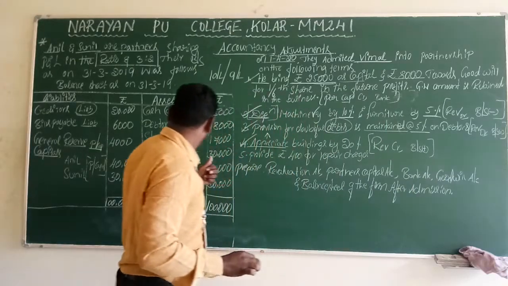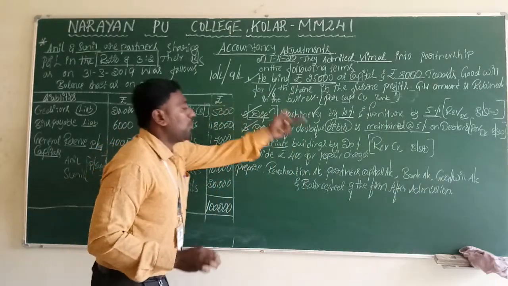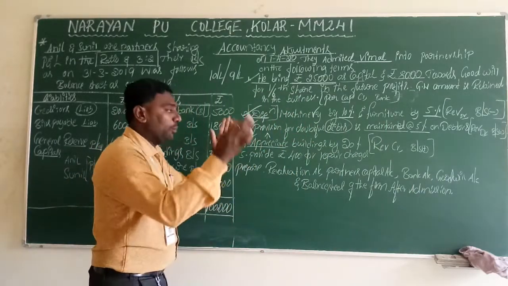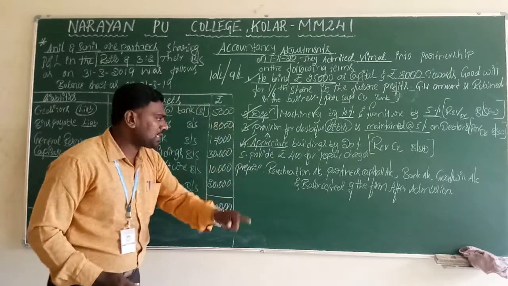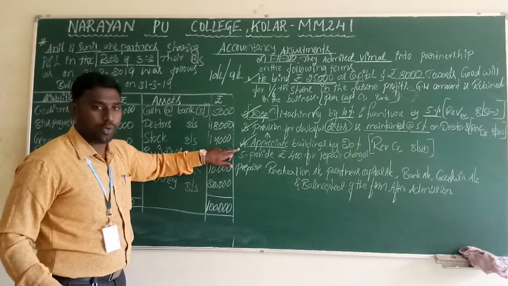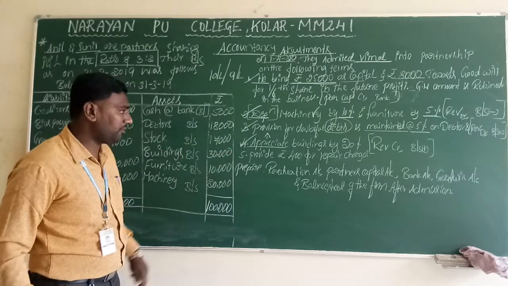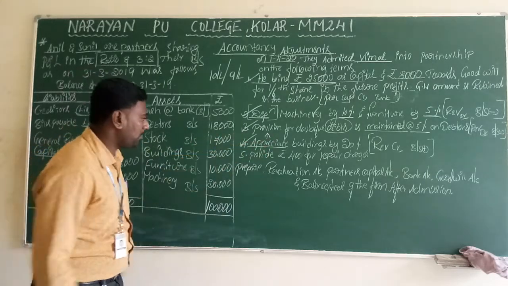So what is the original value of buildings plus what is the percentage of appreciation? Both we should add, and the present value of the building we have to record. So that is the adjustment number 4. It is also recorded twice.